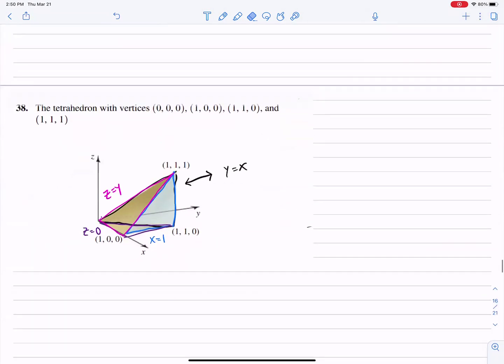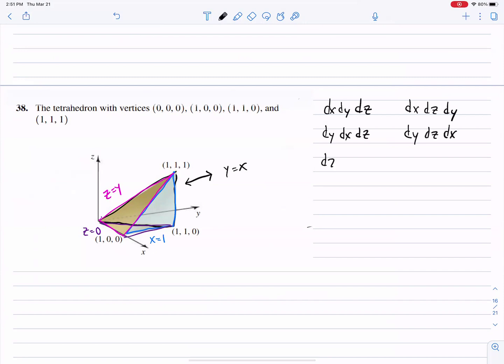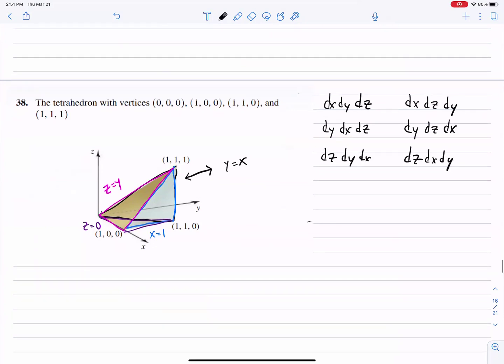Assuming that those are given to you, then let's try and slice this 6 different ways. So what are the 6 different ways? There's dx, dy, dz. There's dx, dz, dy. There's dy, dx, dz. There's dy, dz, dx. And then there's dz, dy, dx, and dz, dx, dy. Those are the 6 different ways we can slice it. Let's set up the integral all 6 ways. I think that would be really good practice on kind of visualizing how to do it.